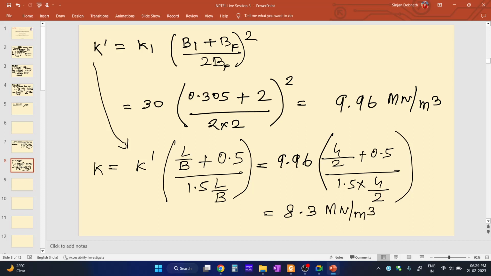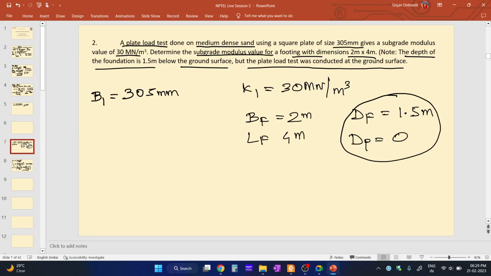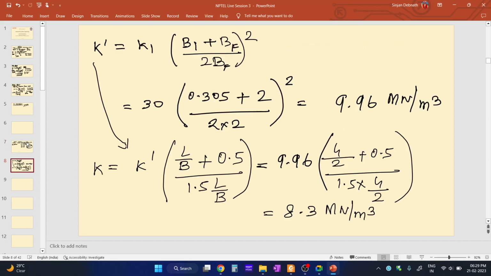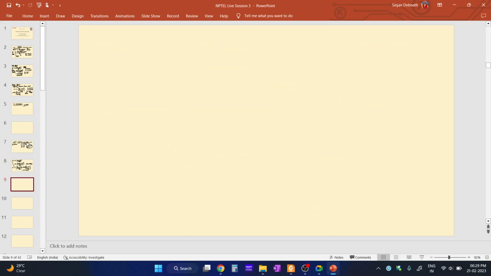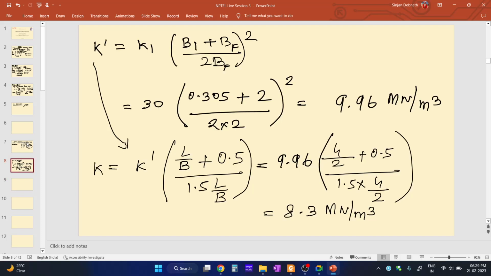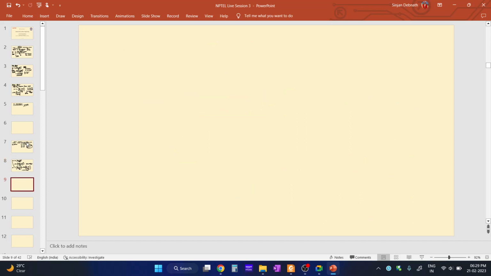Okay, so till now it is almost similar to the last problem, but in the question it is mentioned the depth of the foundation is 1.5 meter below the ground surface, while the plate load test was conducted at the ground surface. So that means we need to incorporate the depth effect, because the depths of the plate and the foundation are not similar. Okay, so now the depth effect.